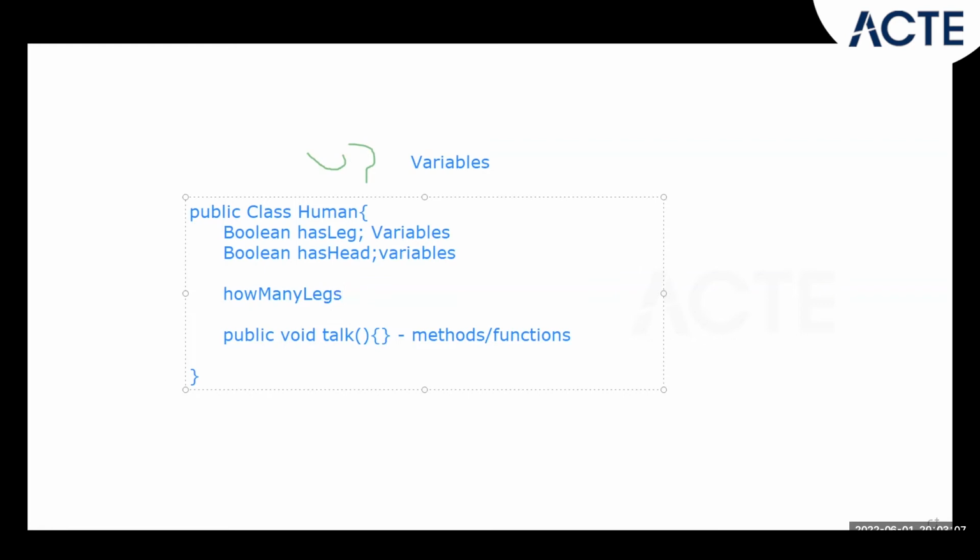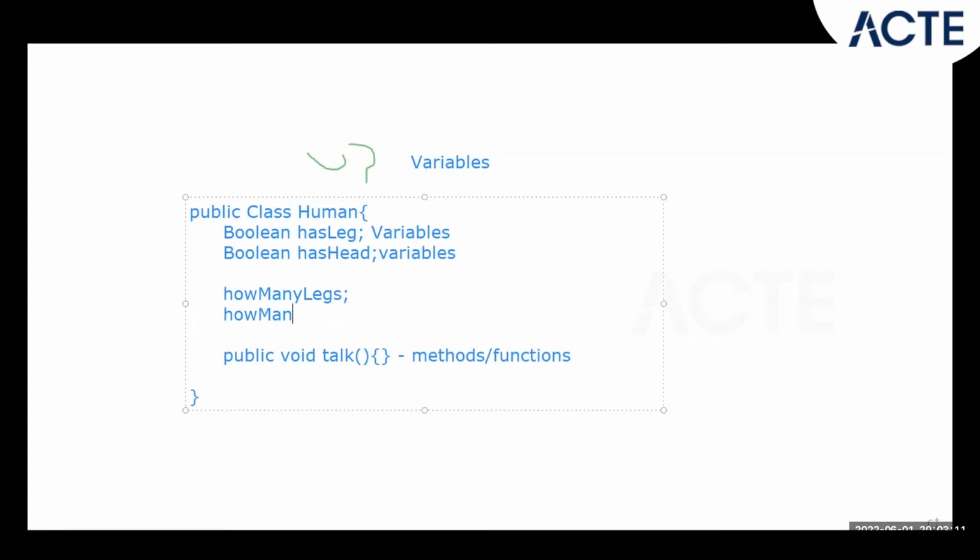Now we'll say how many legs, how many hands. Whenever you are asking this question, how many legs you have, how many hands that human has, you are asking that you want some numbers, correct? So in Apex we have the integer for them. We call that number the integer.